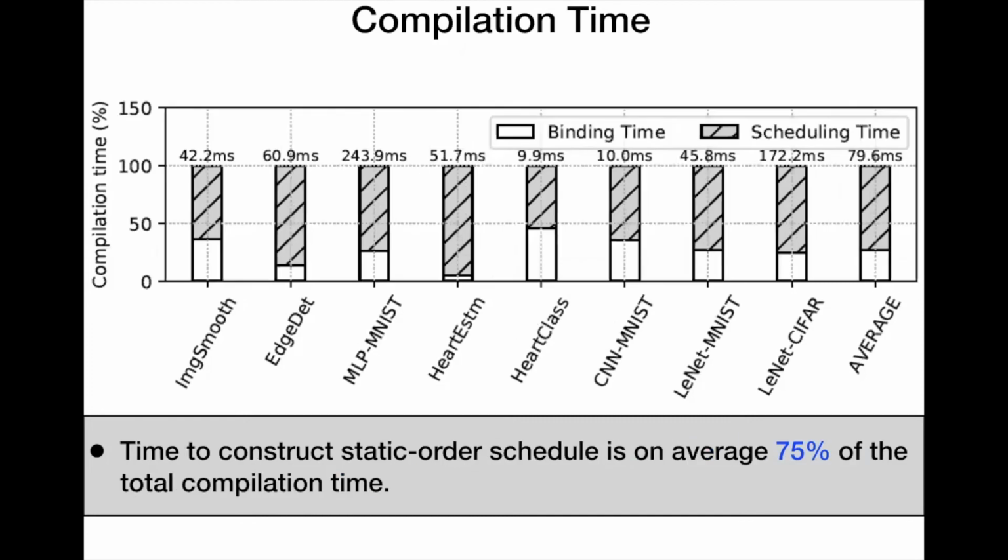Next, we evaluate the compilation time. We show the compilation time breakdown into the binding time, that is the time to find a mapping of actors to the tiles, and the scheduling time, which is the time to find the static order schedule. We see that constructing the static order schedule takes over 75% of the total compilation time, which essentially justifies our single tile strategy that we proposed in this paper.